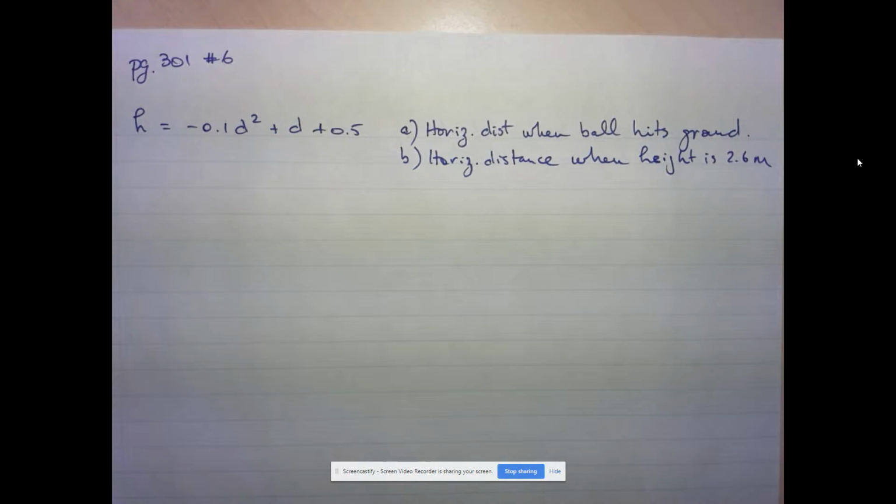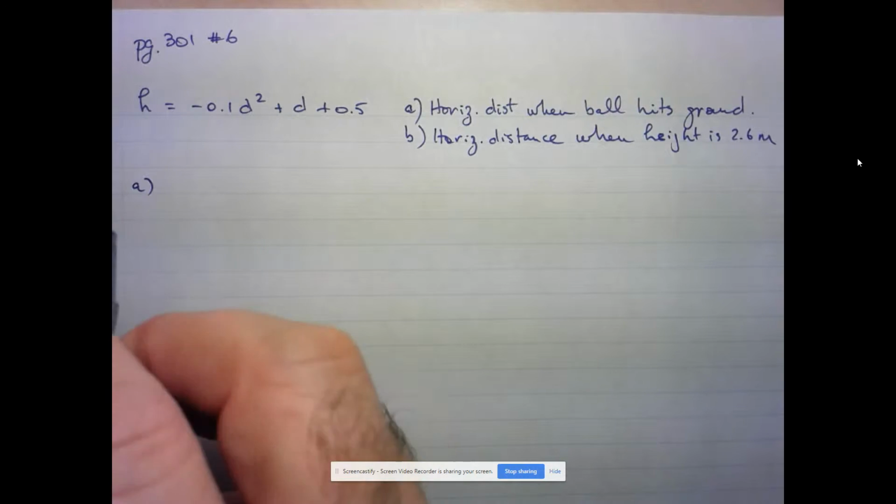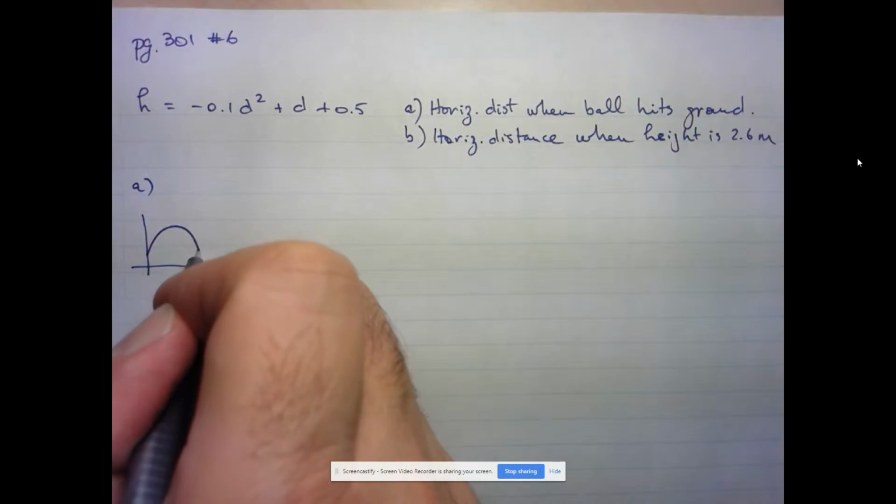All right, so here question 8 asks, how far has a soccer ball traveled horizontally to the nearest tenth of a meter when it lands on the ground? Okay, so if you're not sure how to solve these, this has a physical significance. So you can draw yourself a picture. Okay, so the ball is kicked, so it's going to go up and it's going to come down.